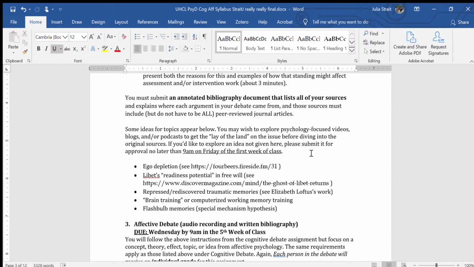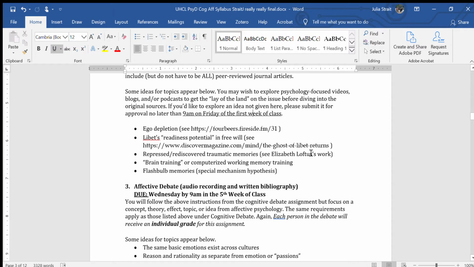So, ego depletion, readiness potential and free will, repressed or rediscovered traumatic memories, brain training, and flashbulb memories. These are all kind of debated things within cognitive psychology. You will look at articles or arguments from each, so to say, side. Some are more contentious than others, and some seem to be more resolved than others, but you will argue that.